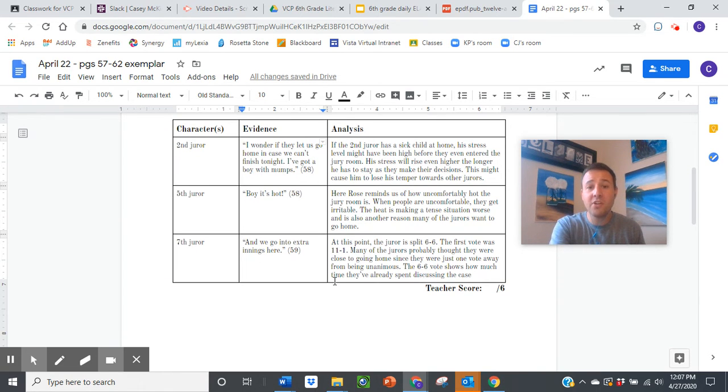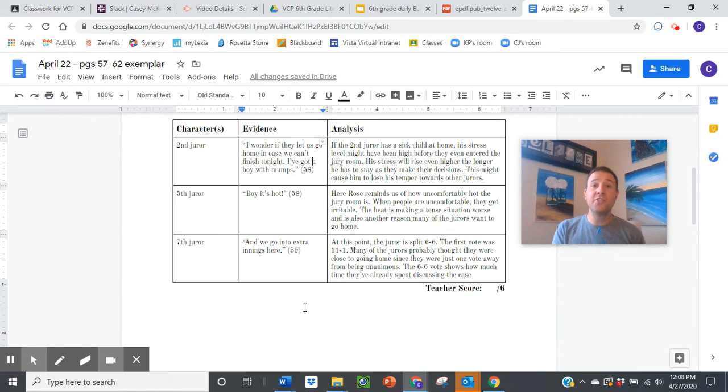Two other examples from this same section: the fifth juror says, "Boy, it's hot." Here, remember at the beginning of Act 1, when they first walked in the room, they were commenting on how hot it was. This is supposed to be the hottest day of the year, and the fan wasn't working. So I said here, Rose reminds us of how uncomfortably hot the jury room is. When people are uncomfortable, they get irritable. The heat is making a tense situation worse and is also another reason many of the jurors want to go home, right? People are starting to lose patience.